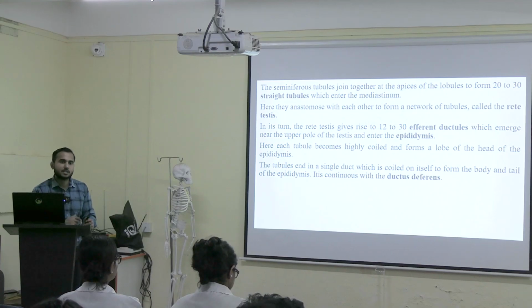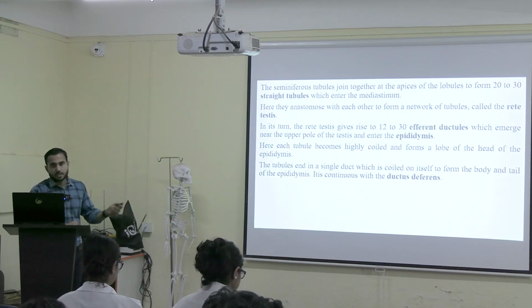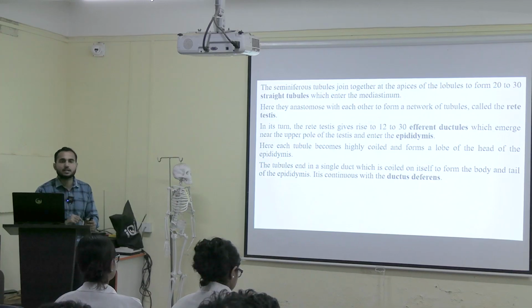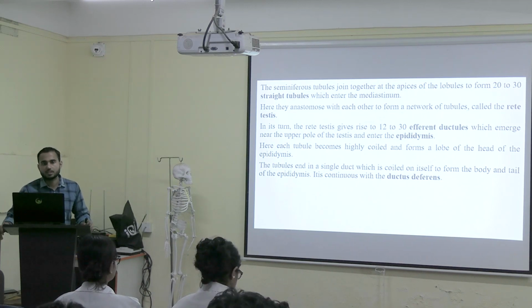From where will they arise? They will arise from the upper pole of the testis, and they will enter the epididymis. Once they enter the epididymis, those 12 to 30 efferent ductules gradually convert to one highly coiled duct, and that highly coiled duct will form the head, body and tail of the epididymis. The tail of the epididymis is continued as the vas deferens.